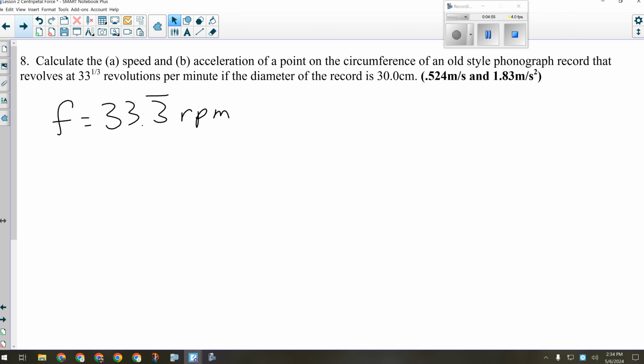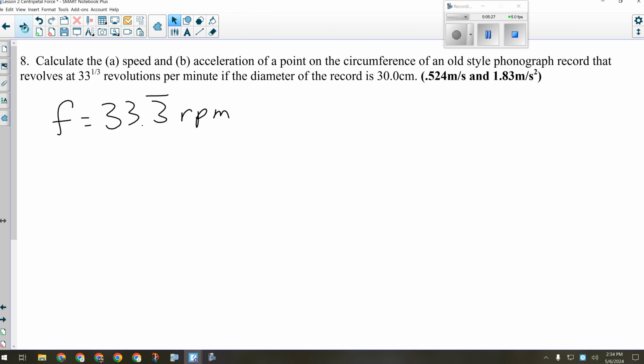Do we usually use minutes as a time? What do I want it in? Probably in seconds. What do I divide that by to get it in seconds? Divide by 60. It'll be in revolutions per second. That makes sense. If it does 33 1/3 revolutions per minute, does it get around once in a second? I don't think so. If it did, it would go around at 60 hertz, so it's not doing that.